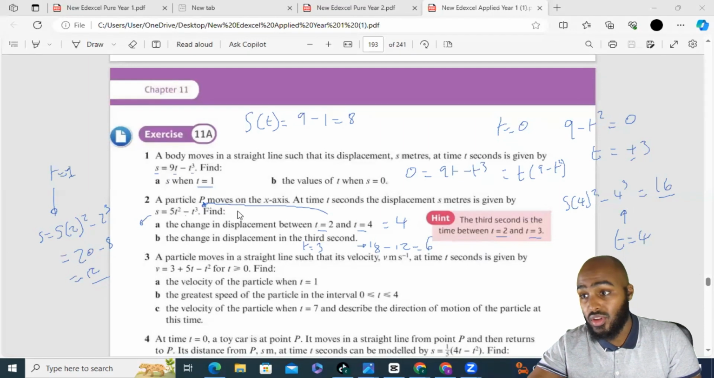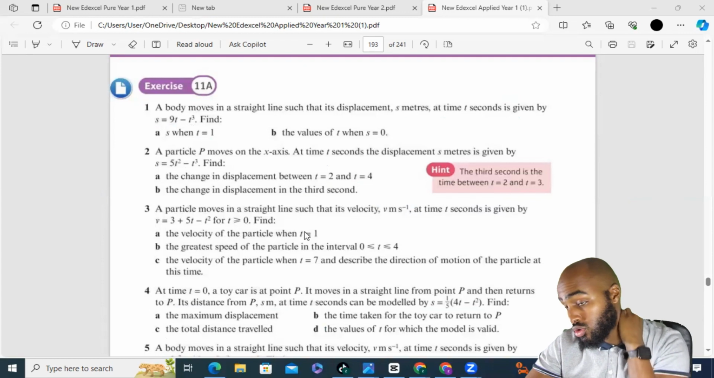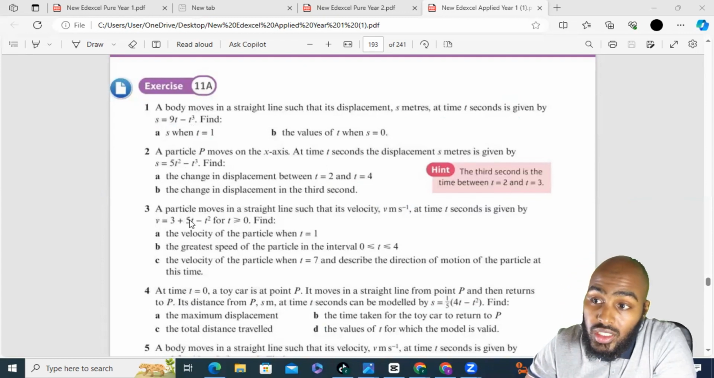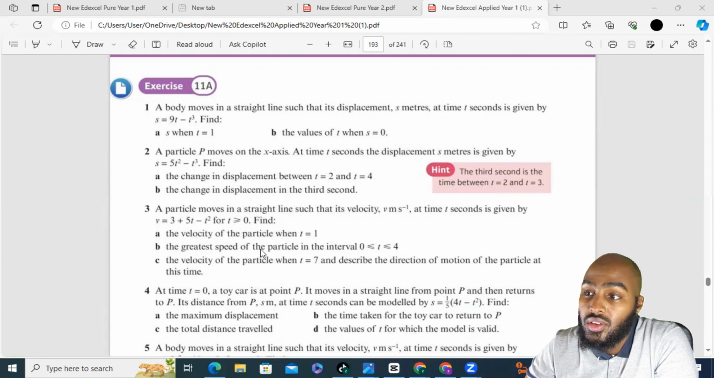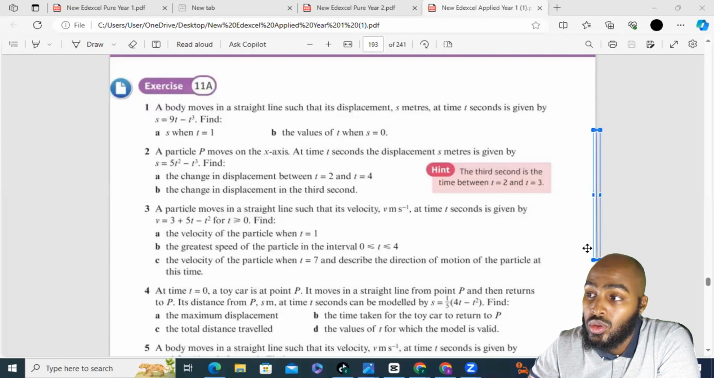Okay, so that's the first two questions. Find the velocity when t is 1, you put it back into the formula because that's how you find out what v would be. And then the greatest speed. How would we work out the greatest speed of the particle between 0 and 4? One of the easiest ways to do that is by just giving it a little sketch.